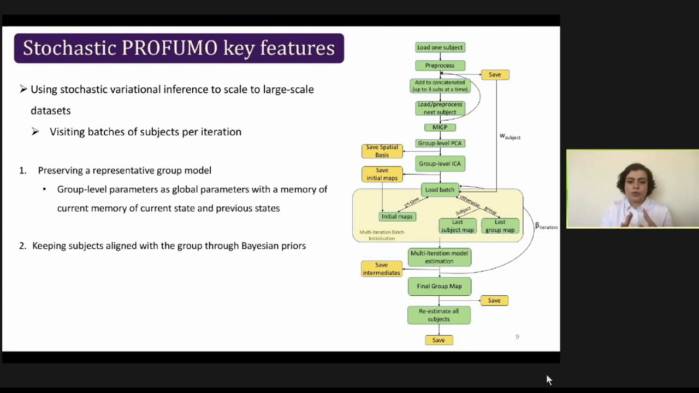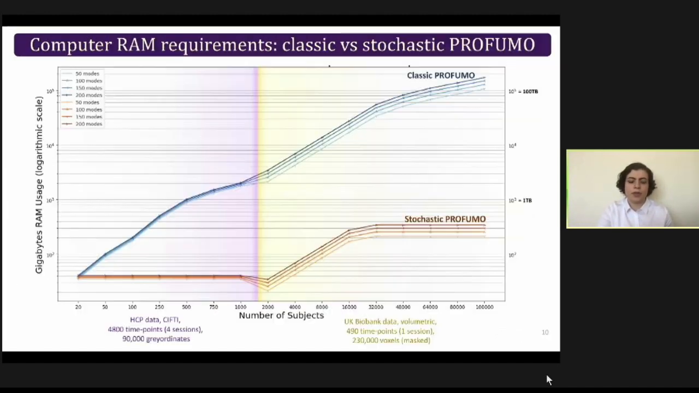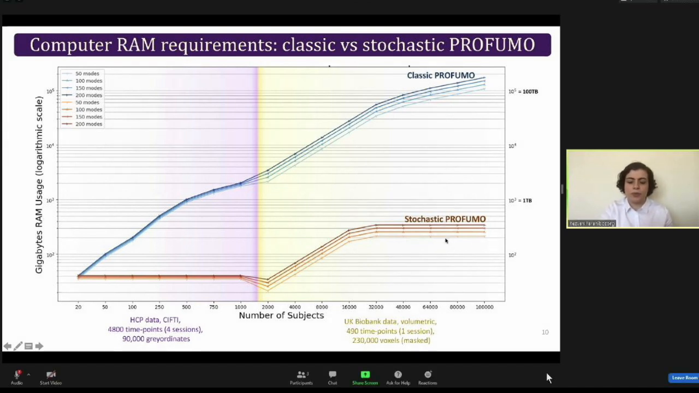Additionally, we want to make sure that the subjects remain aligned with the most updated group model, and therefore we use group level priors to estimate subjects. And finally, in order to allow for more heterogeneity in the population, we not only keep a memory of group level updates, but also subject-specific updates. By making these changes in the model, we were able to reduce the RAM requirements of the PROFUMO model quite significantly, so that we can use it to analyze 100,000 subjects in UK Biobank using the available compute servers.